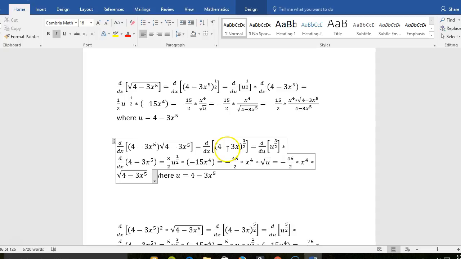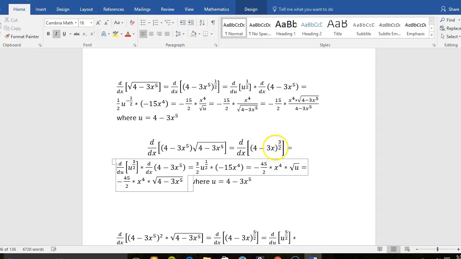So we do the chain rule, and since it's being very slow, we're doing d by du of u to the 3/2. Here we go. So d by du of u to the 3/2 times d by dx of the interior. That's what u is. So we do d by dx of this interior. So remember, you just do by power rule, d by du of u to the 3/2 is 3/2 u to the half, because if you subtract 1 from 3/2, you get 1/2.